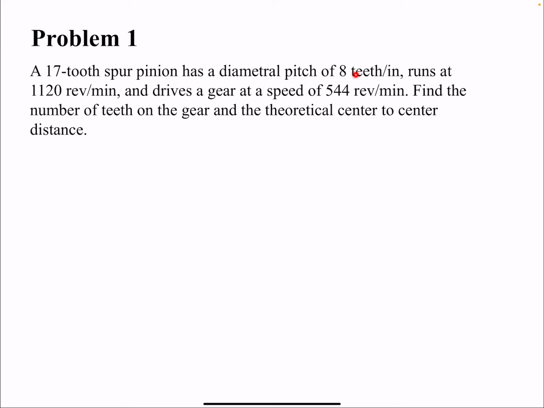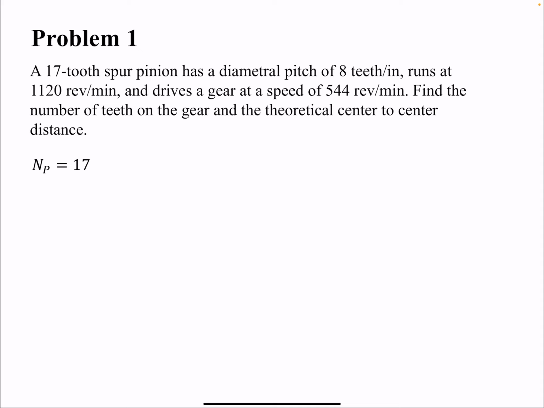So if you look at the units, you can tell the equation for this. It runs at 1120 RPM and drives the gear at a speed of 544. Yes, that's what we expect. The speed is reduced from 1120 to 544. Find the number of teeth on the gear and the theoretical center to center distance.